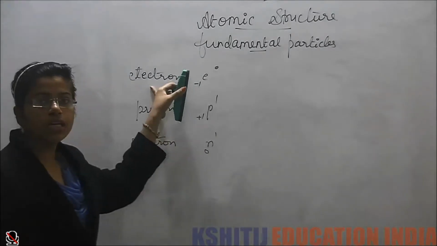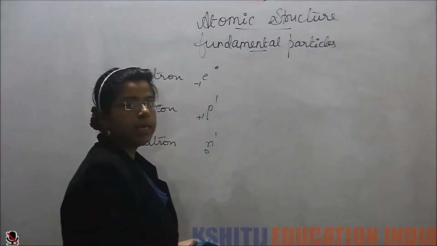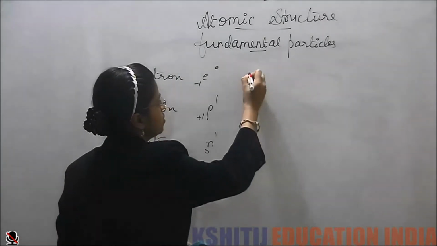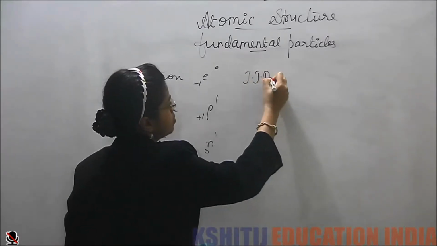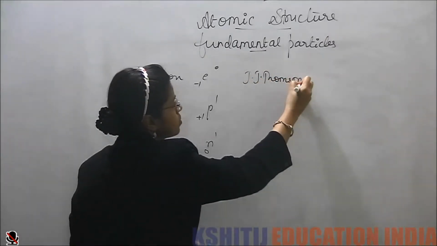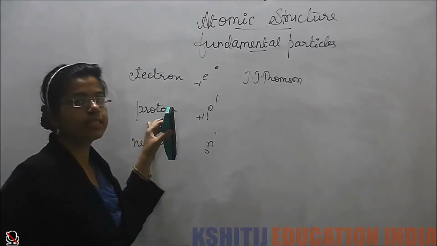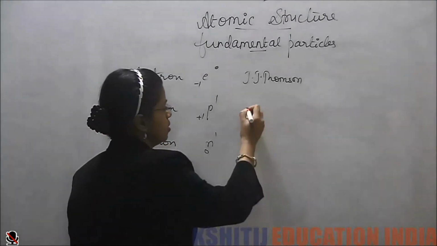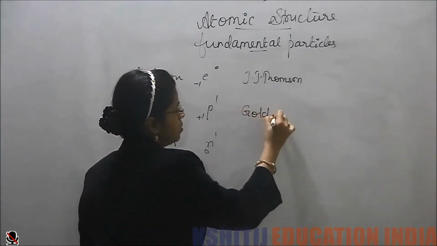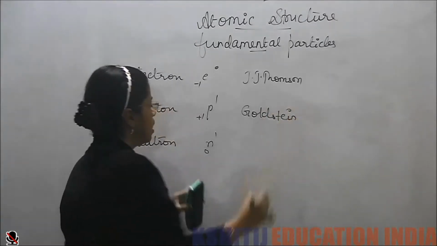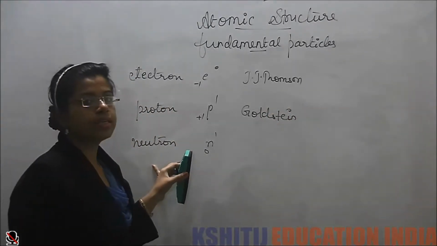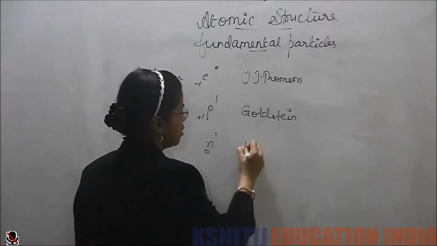Okay? Electron was discovered by Sir J.J. Thomson. Proton was discovered by Sir Goldstein. And neutron was discovered by Sir James Chadwick.